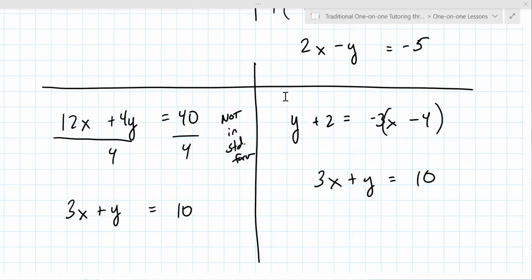So what I'm trying to say is that when I give it to you in this point slope form over here, you have to convert it to standard form to get the intercepts. You can't do it in that form.